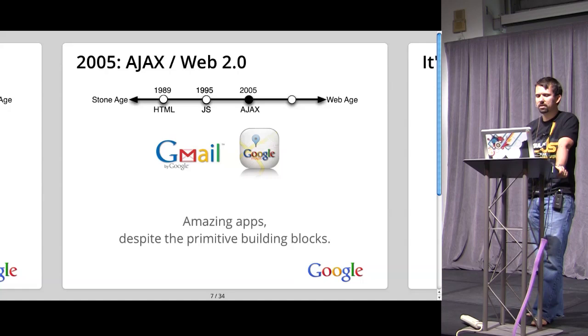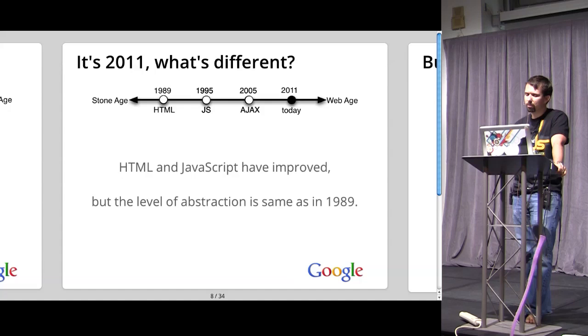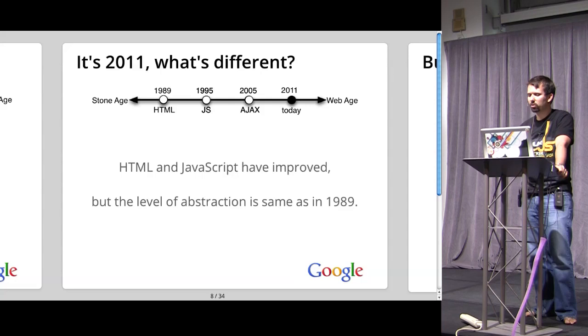So now we're in 2011, and what has changed? The JavaScript engines are amazingly fast. They can work with a lot more memory. The garbage collectors have improved. The browsers have improved, and so on. But the way you write a web application is fundamentally the same. Nothing has changed since 2005 when the original AJAX applications were introduced. And so this is what we were trying to attack.